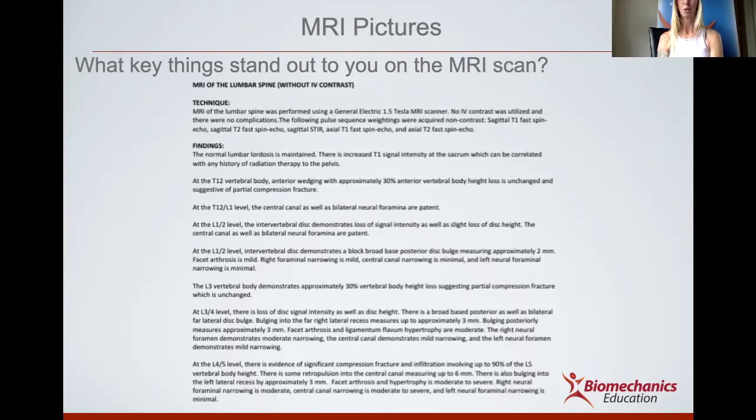There is also a bulging into the left lateral recess by approximately 3 mil. Facet arthrosis again, and hypertrophy. So hypertrophy of the facet, really not a good thing. Moderate to severe. So the language is now becoming more extreme. Right neural foraminal narrowing is moderate, and central canal narrowing is moderate to severe. And the left neural foraminal narrowing is minimal. I hope at this point you sent this client away. Good. Okay. So by the end of this, we really don't want to be working with this client.